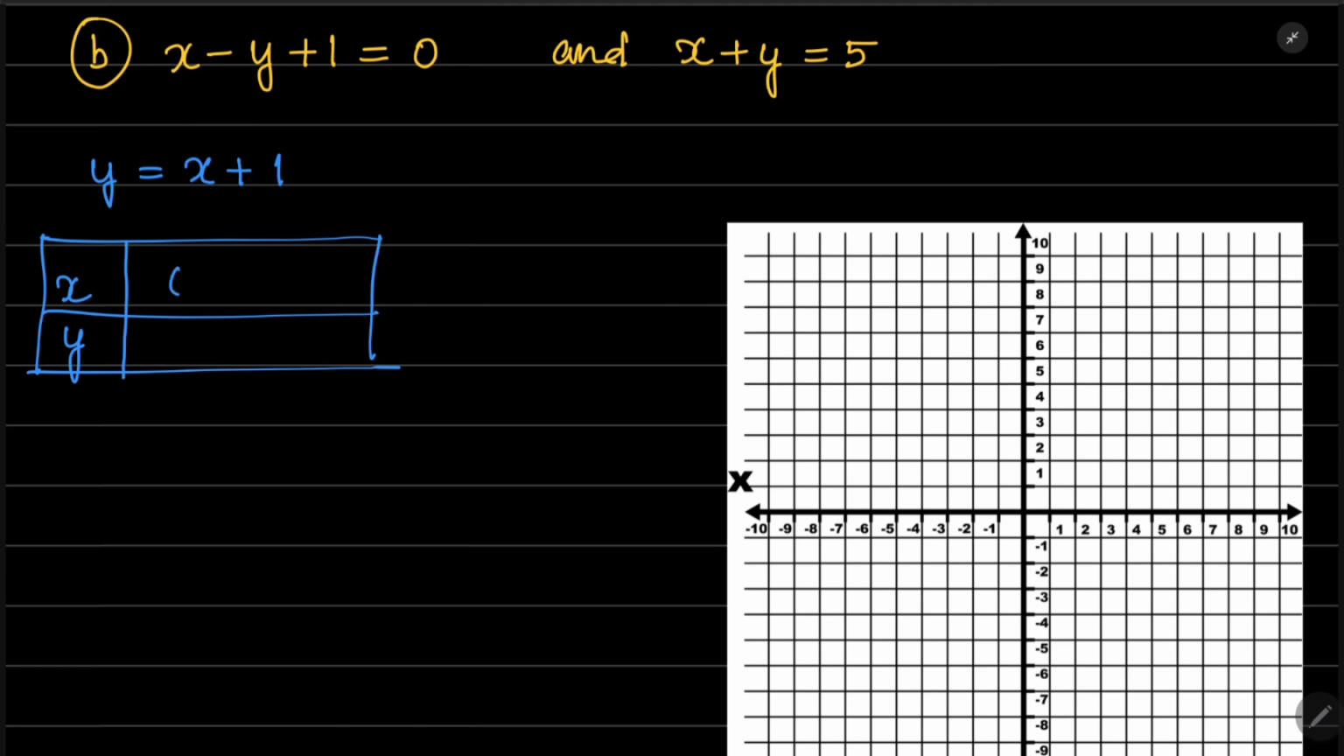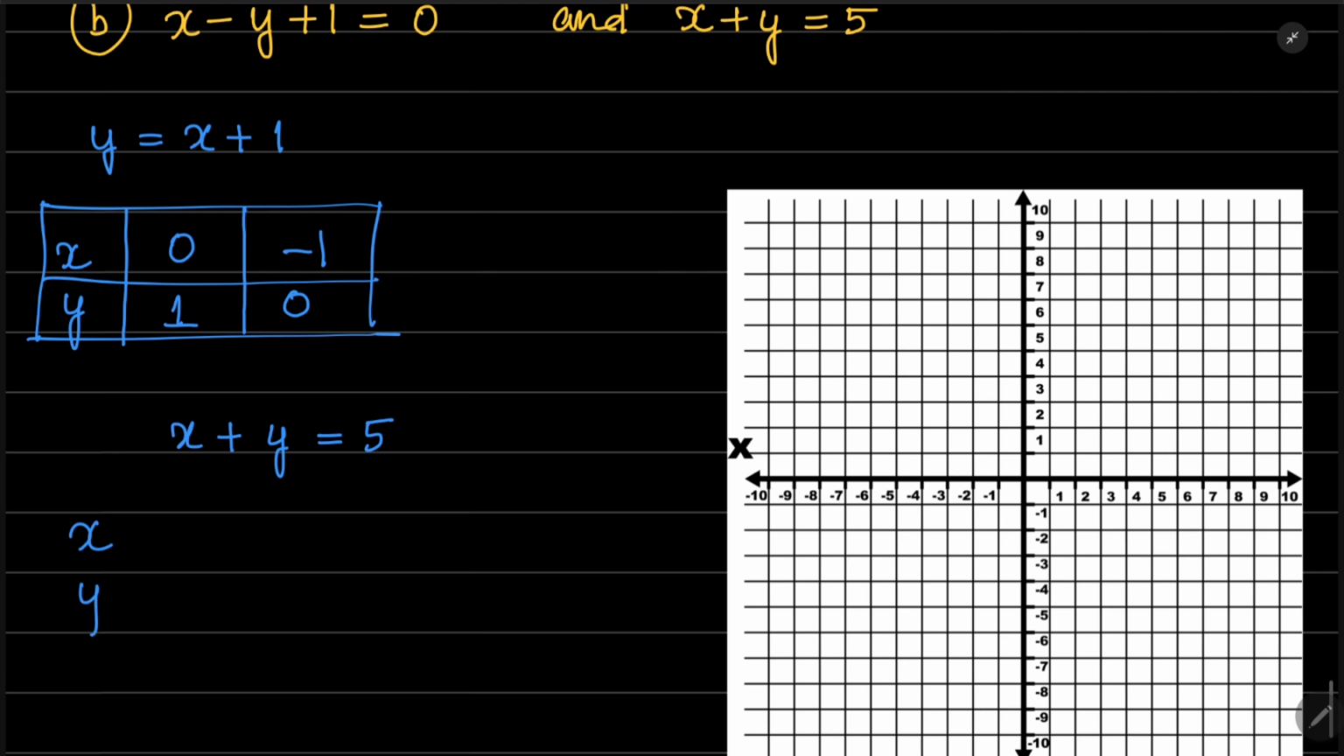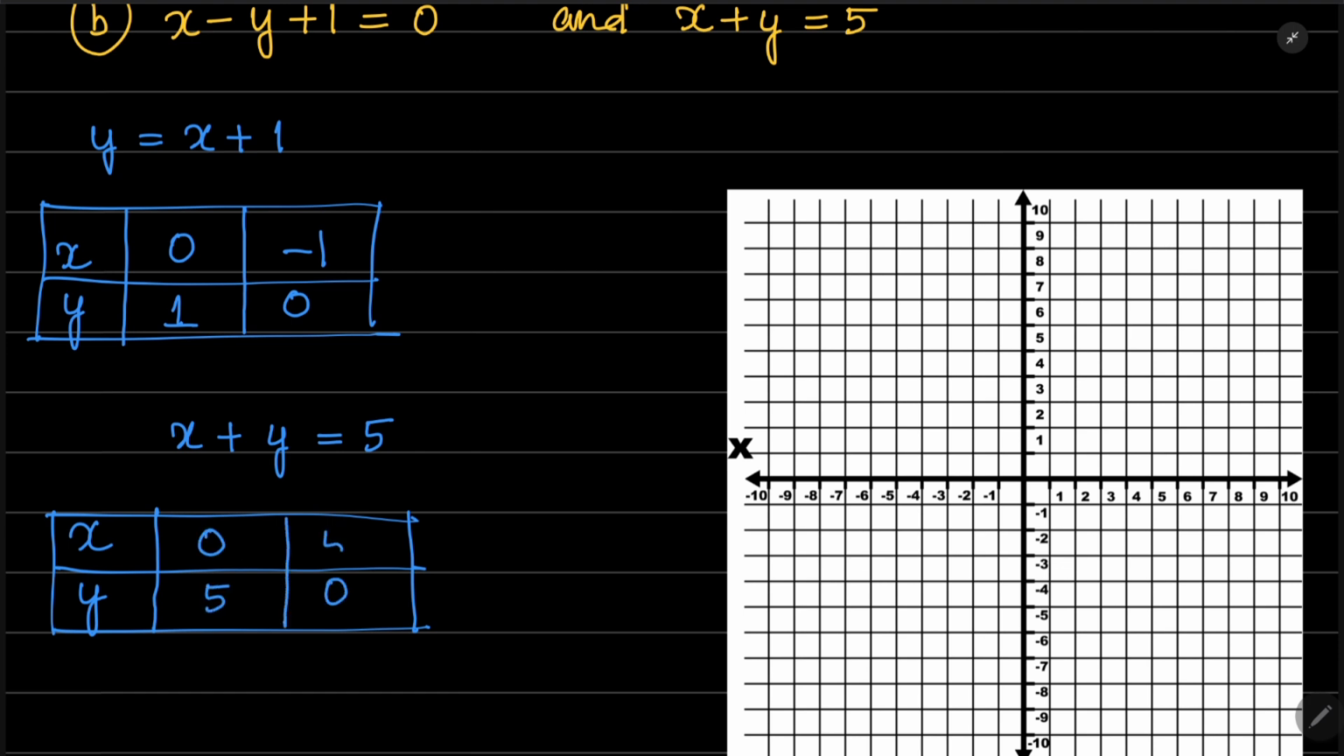So when x is equal to 0, what is your y? Y is nothing but 1. If y is equal to 0, what is x? X will be minus 1. I think 2 points are sufficient. For the next one, what is x plus y equal to 5? So let's again find the coordinates x and y for different values. For just 2 values minimum, it's bare enough. So x equal to 0, y is 5. If y is equal to 0, x is 5. That's all. So let's go ahead and plot it.